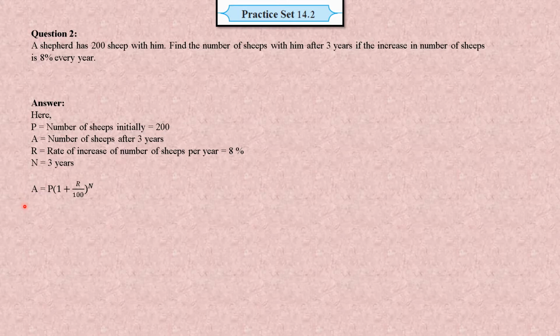Let us use the compound interest amount formula that says A is equal to P into 1 plus R upon 100 raised to N. Substituting the values of P, R and N, we get 200 into 1 plus 8 upon 100, the whole bracket raised to 3. Solving this and approximating it, we get 252. So from here we can conclude that the number of sheep after 3 years is 252.